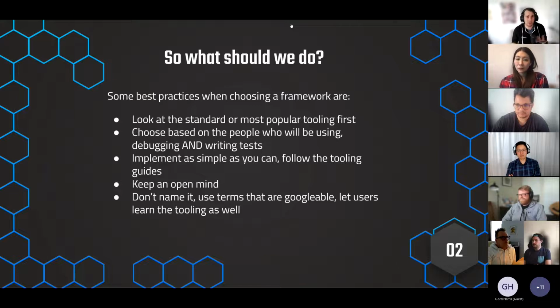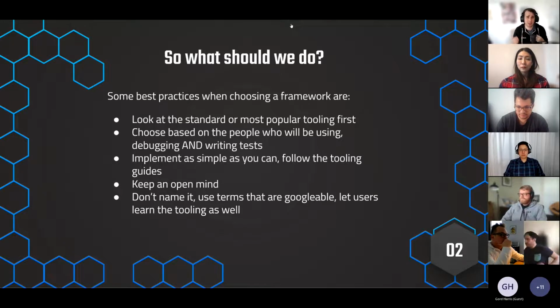So what should we do? I think some of the best practices are looking at the most standard framework first. There are all these different testing frameworks out there, and some of them are really, really popular. If there's a really popular test framework and it can't do what you need, is something wrong with the test framework, or is something wrong with the way you're thinking about the application or about testing in general? Because if there are thousands of people using it, it's probably doing a lot of things right.